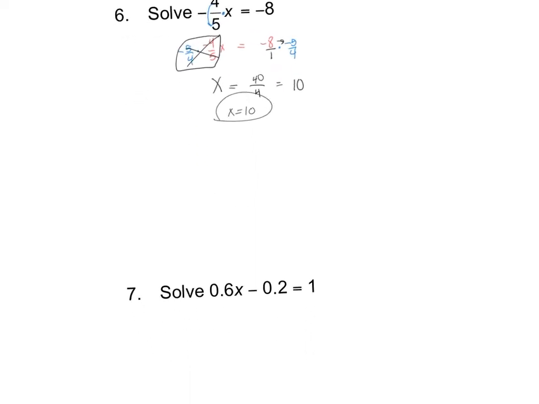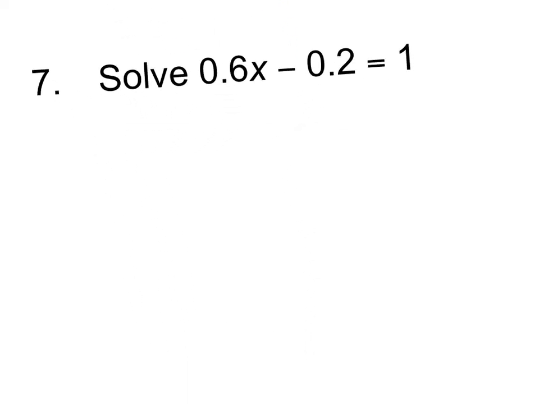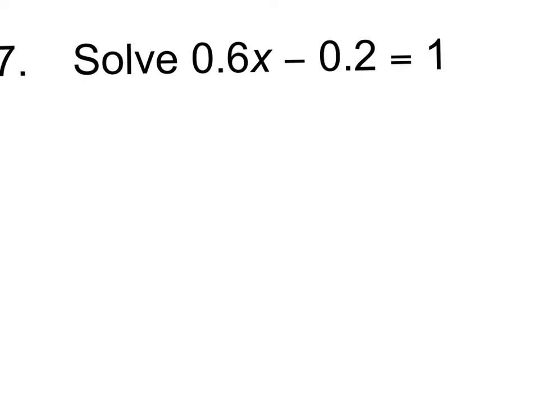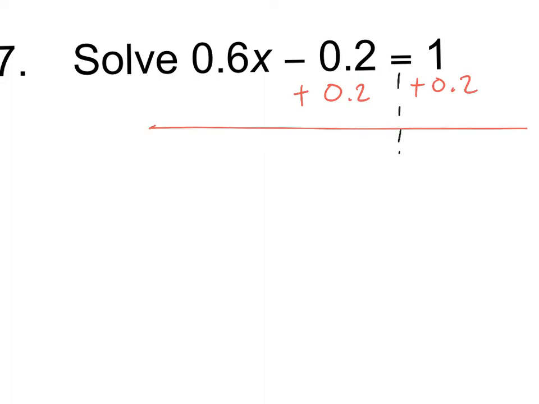Definitely one like number 7 on the quiz, and you're looking at it going, oh no, but it's a two-step equation. Think of it like a regular equation without the decimals. So I am going to add 0.2, and again, don't not use calculators at this point. You're allowed to use them, so use them. 1 plus 0.2 is 1.2. 0.6x is equal to 1.2.